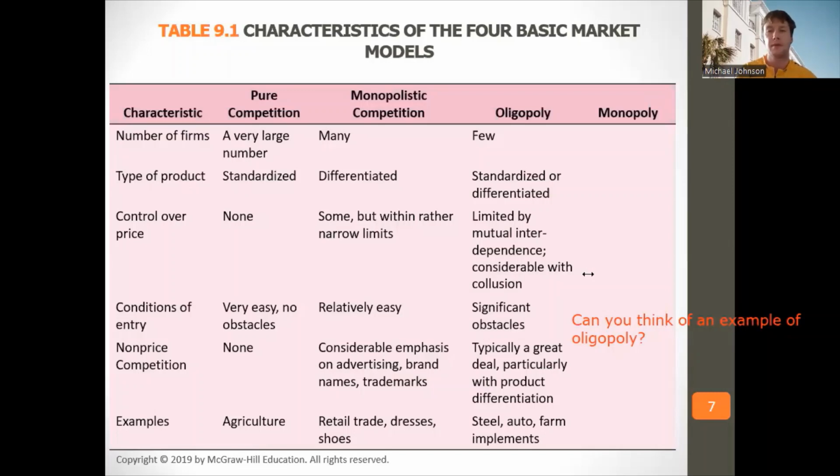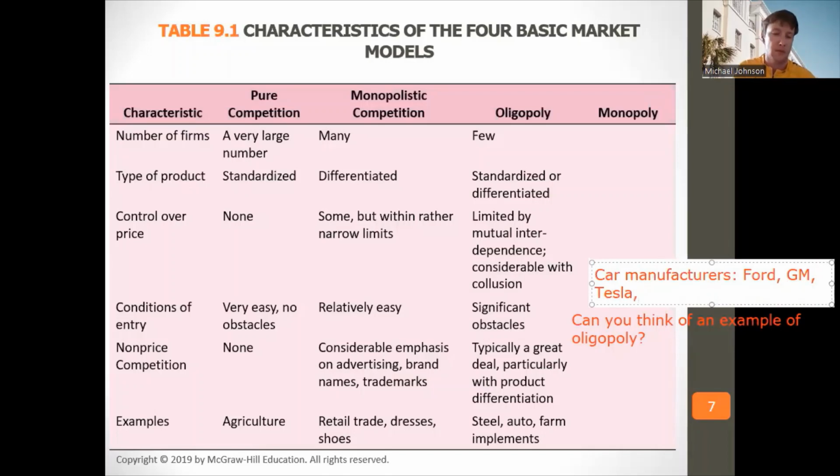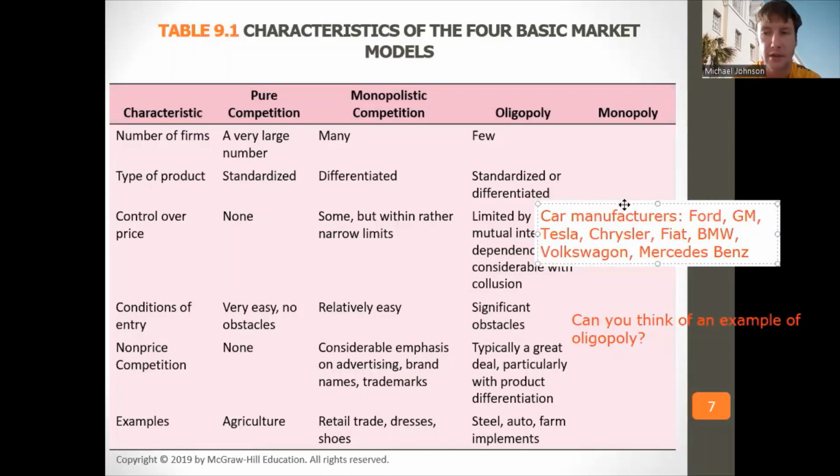Yes, car manufacturers could fit that: Ford, GM, Tesla, Chrysler, Fiat, BMW, Volkswagen, and Mercedes-Benz. They could fit that because they can work together to keep prices high. So that's a good example.